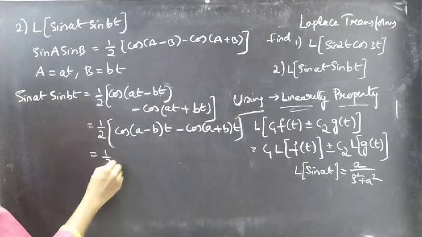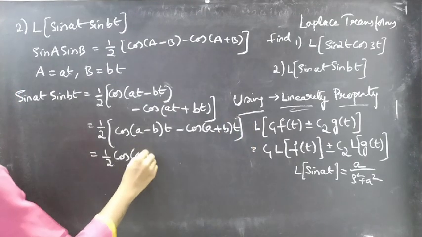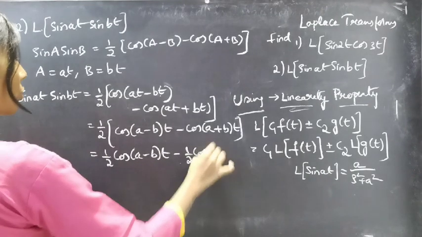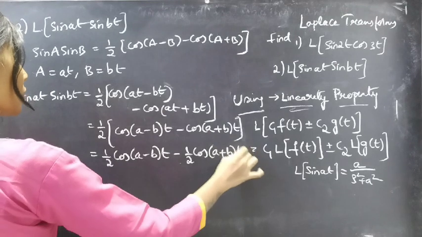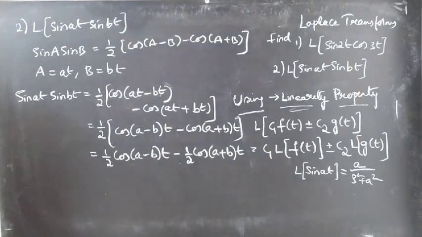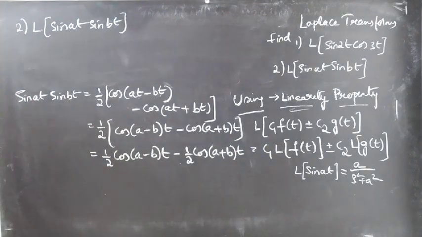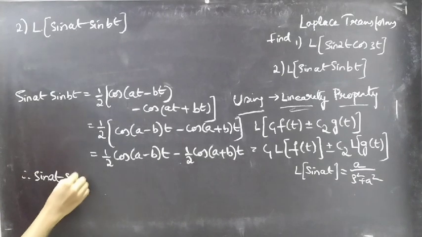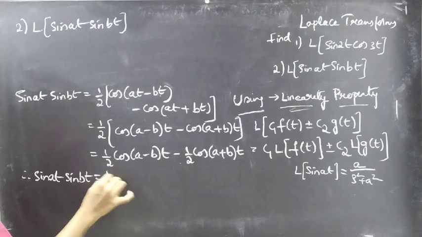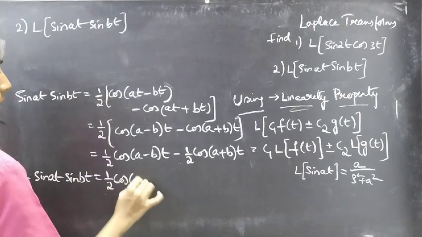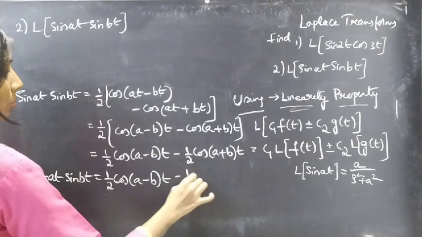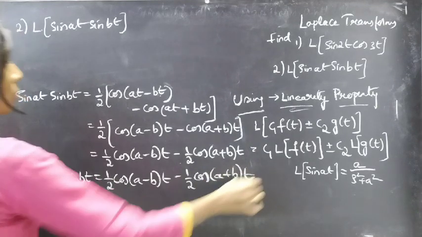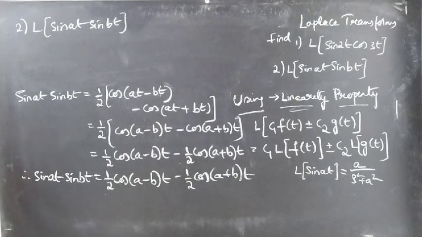Or we can write this as 1/2 into cos of (A minus B) into t minus 1/2 into cos of (A plus B) into t, right? Therefore, sin at into sin bt equals 1/2 into cos of (a minus b) into t minus 1/2 cos of (a plus b) into t.